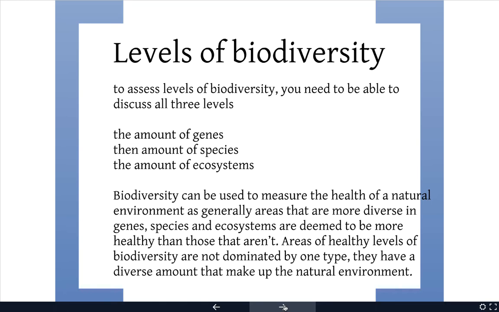And then ecosystem diversity, the amount of different ecosystems in an area. So do we have some dry forest woodlands, some rainforests, some farm grasslands, a mixture of different ecosystems. Generally you'd look at this more on a statewide basis rather than just a local area basis. The higher the levels of each of those, the healthier the environment is.